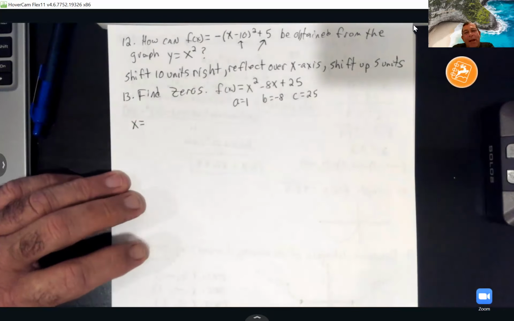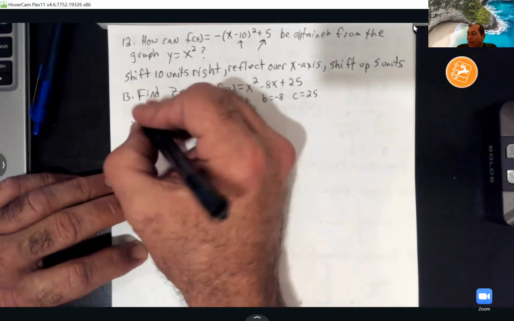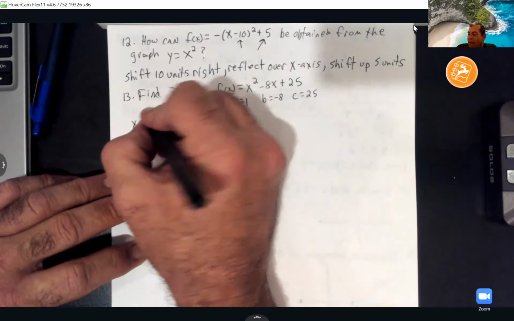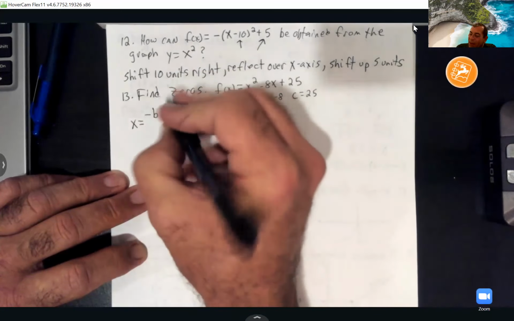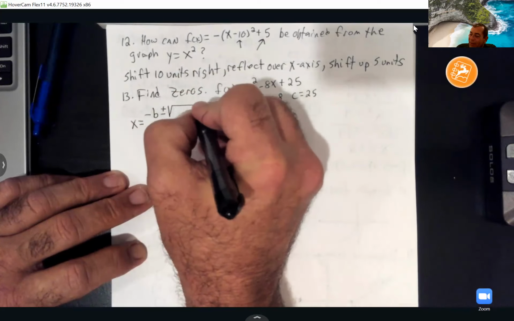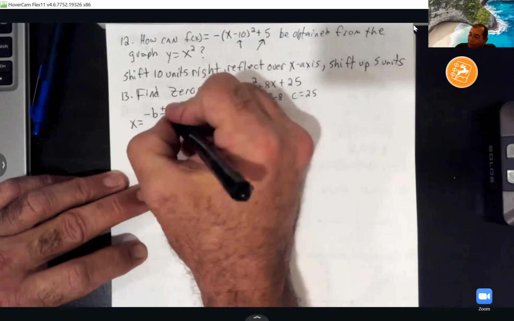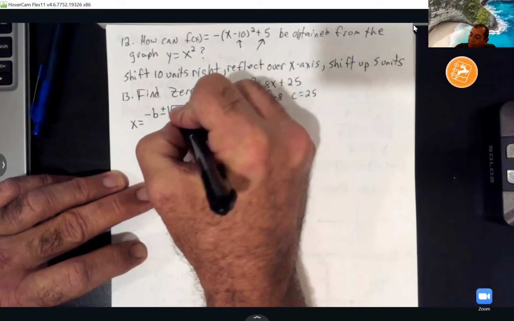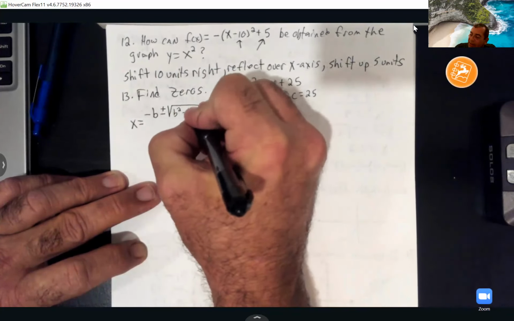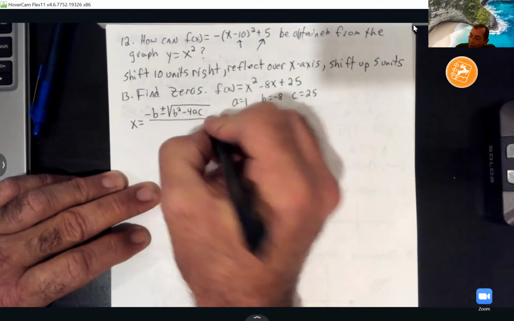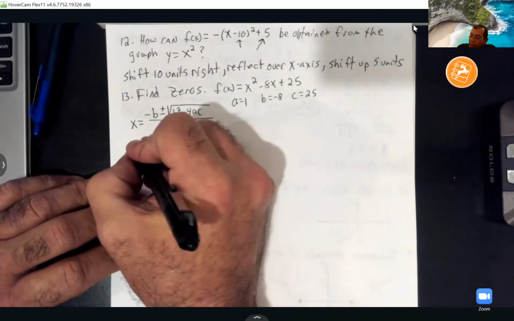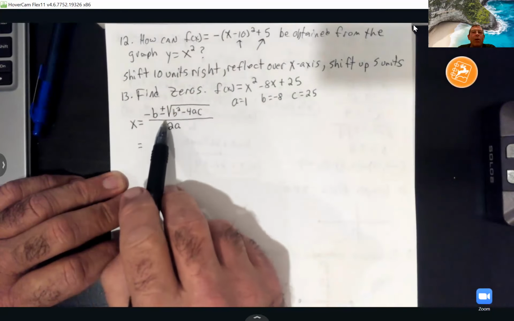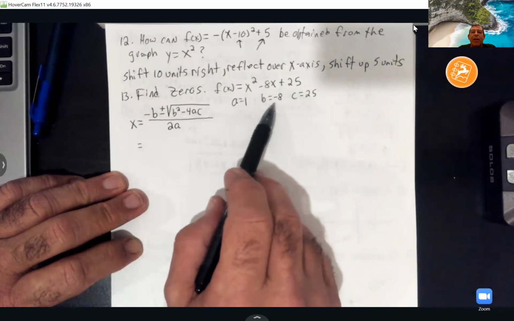So do y'all remember my quadratic formula? So remember, it started out with negative b plus or minus the square root of b squared minus 4ac all over 2 times a. So y'all take your quadratic formula and plug in for each letter.